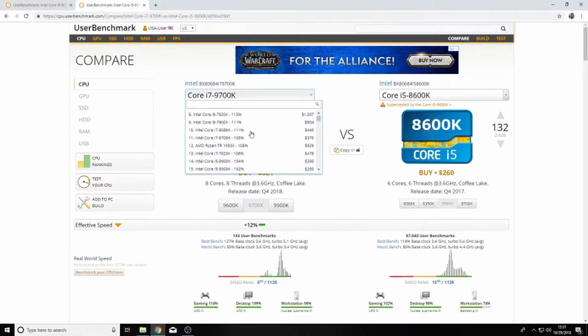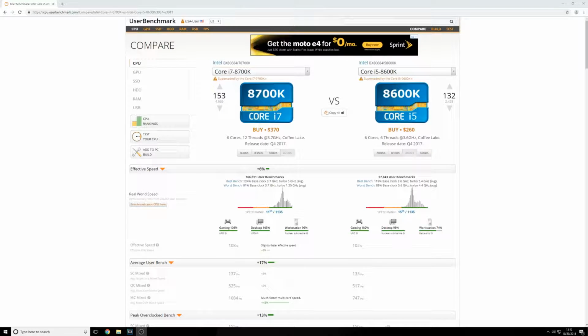Well, if I take this over here, let's look at the 8700K. 6 cores, 12 threads. I get more threads. So, yeah, I get two fewer cores, but I get 12 threads. But this is about the same thing. I'm going to get 96% workstation speeds versus that. So that's the bump I'm looking for. I want more workstation.